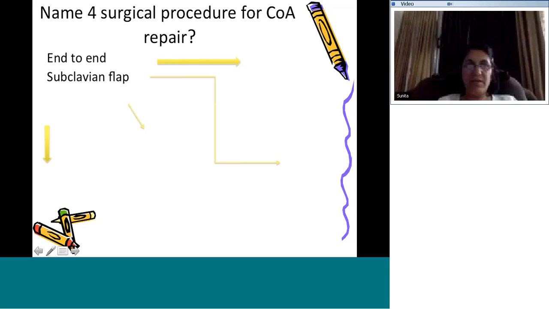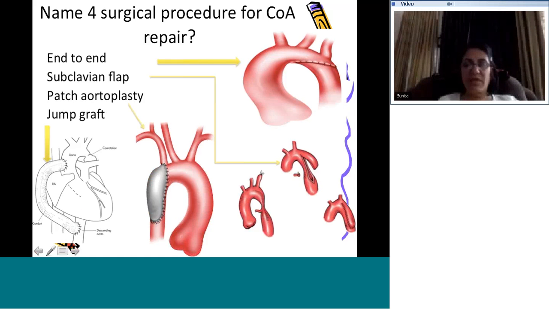So you can have an end-to-end, where you cut, remove the coarct part and anastomose them again together. Subclavian flap, patch aortoplasty or jump graft. So if you see this first one here where this arrow is, on the right hand side, is your end-to-end. You've just taken out the coarct segment and connected them together.